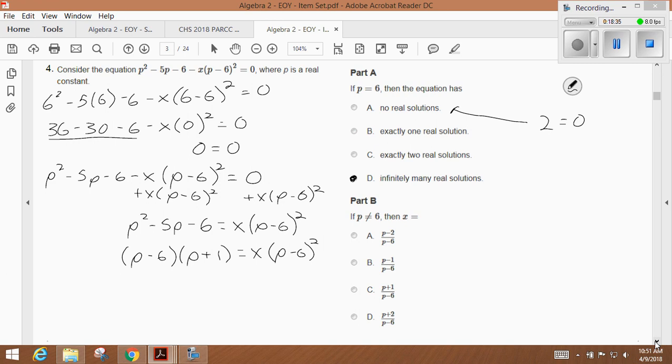And things are starting to look really nice at this point, because you see there's a p minus 6 on the left, there's a p minus 6 on the right. There's actually two of them over there, but we'll get to that here in a second.